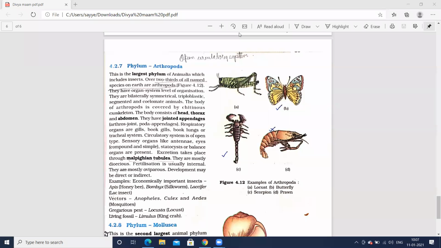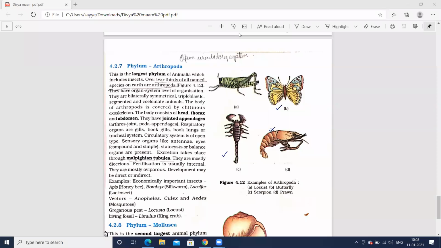Even at times when they are swimming in water, पानी में अगर आ जाते हैं, they fall down in water, they're still able to balance themselves. That is because of which structures? Statocysts. So let me read the sentence for you again very carefully. The body consists of head, thorax, abdomen. They have joint appendages. Respiratory organs are gills, book lungs, tracheal system. Circulatory system is of open type. Sensory organs like antenna, eyes, statocyst or balance organs are present. So balance organs will have a very important role when it is orientation, मतलब वो direction change कर रहे हैं, या फिर when they are trying to swim.